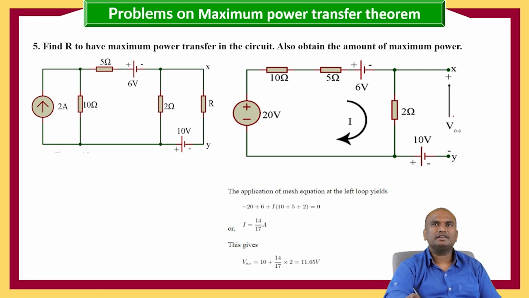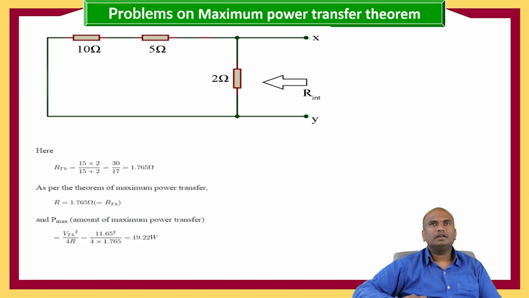Open circuit voltage is nothing but these two voltages added together. So that is VOC is equal to 10 plus 14 by 17 into 2, which is equal to 11.65 volts. This is the VTH calculation. Now we are going to calculate the RTH.